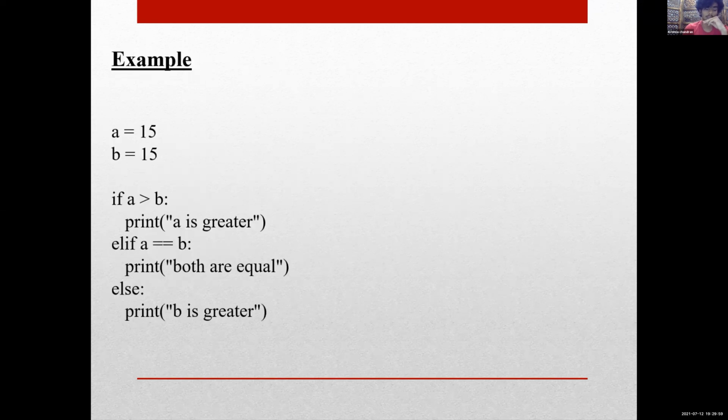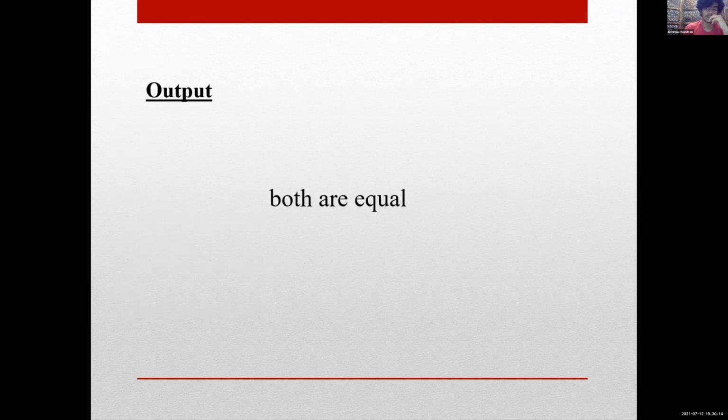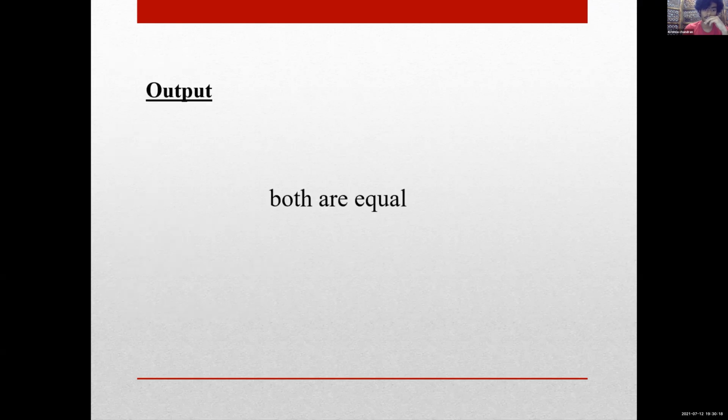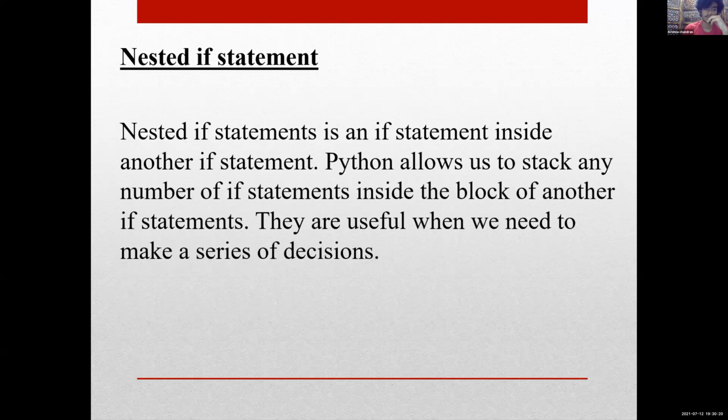An example: a equal to 15, b equal to 15, and if a is greater than b, we print "a is greater". Elif a equal to b, then print "both are equal", else print "b is greater". So the output here will be "both are equal" since a and b are 15.